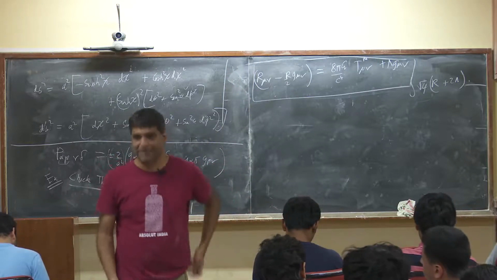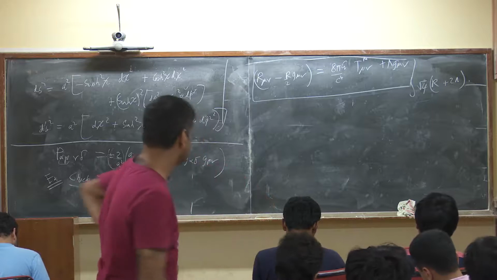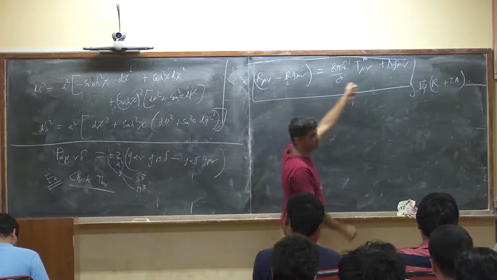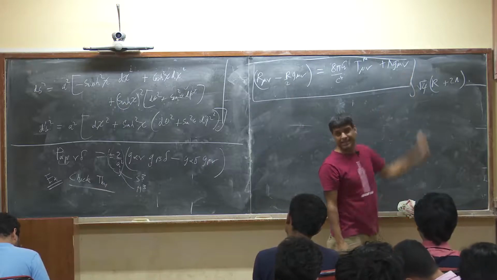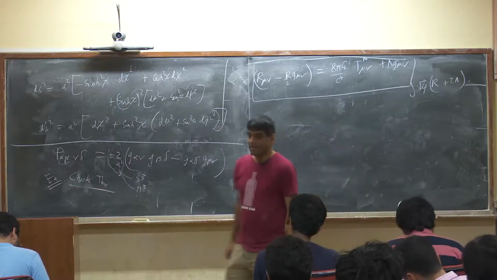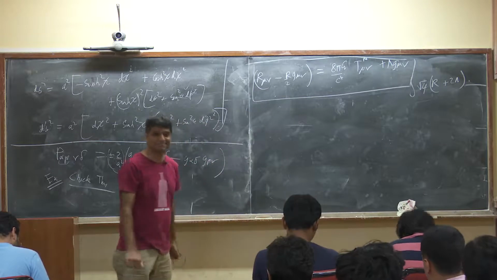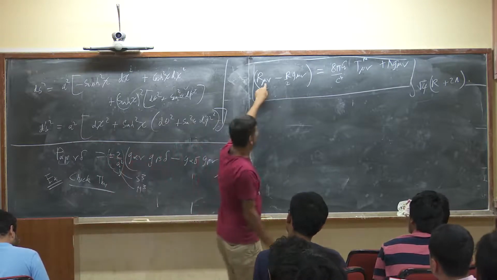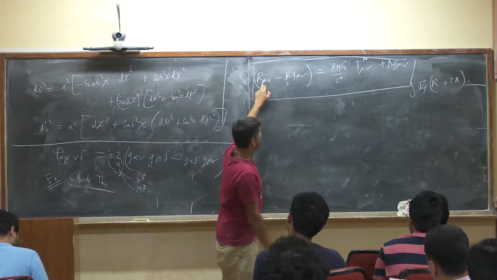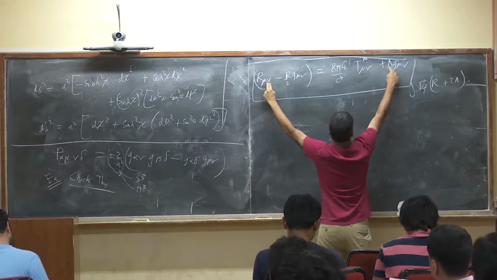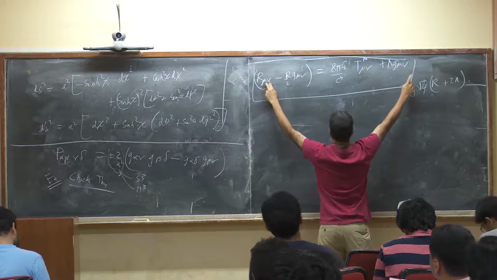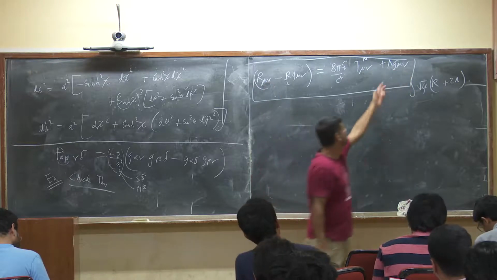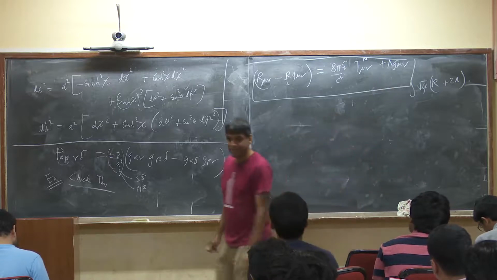Now a word about this lambda. This lambda, as we discussed long ago in the course, is an object of dimension 1 by length square. You can see that because R has two derivatives. So these two terms have to have the same dimension. This is two derivatives of the metric. Metric is dimensionless. So this must have dimension 1 by length square.